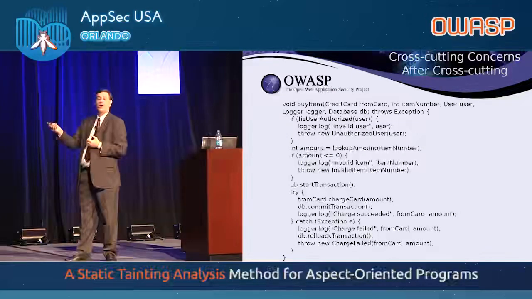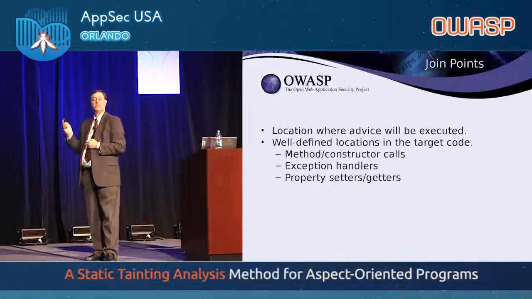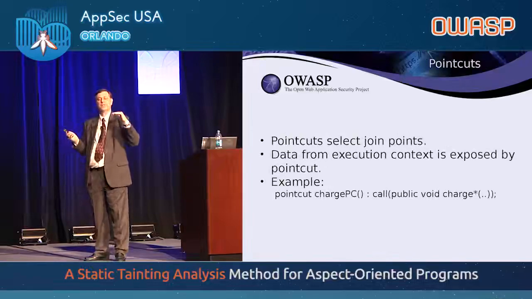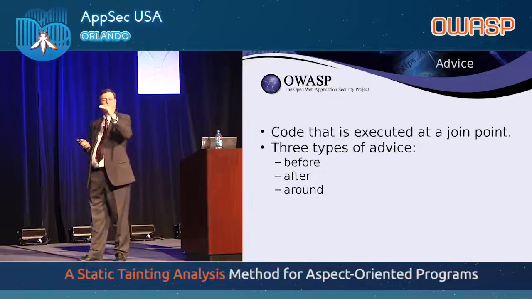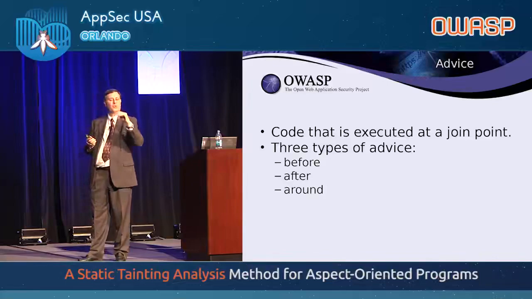We can eliminate all of that extra tangled code by using just these three simple items. Join points, which we get for free. Point cuts to specify which join points we're interested in. And advice, which is our code snippets that we are going to run before, after, or around each one of those join points.